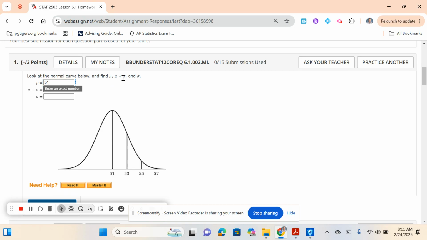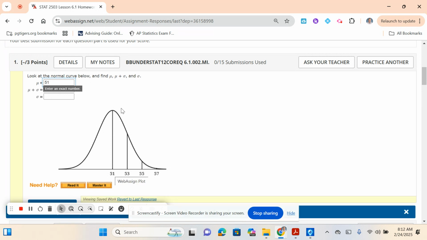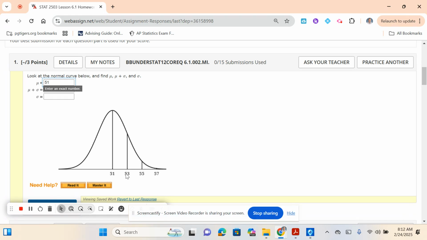Mu plus sigma. Let's think about what that means. That means one standard deviation above. So what value is mu plus sigma? What I'm asking is, what's one standard deviation above the mean? What would that be? 53, right? The one standard deviation above the mean would be this. So it'd be 53. What is sigma? That's the standard deviation.